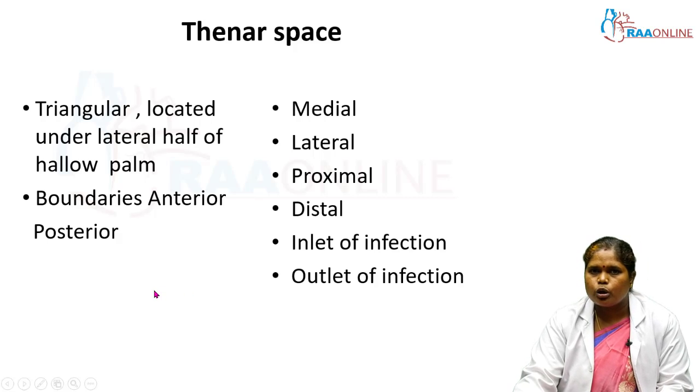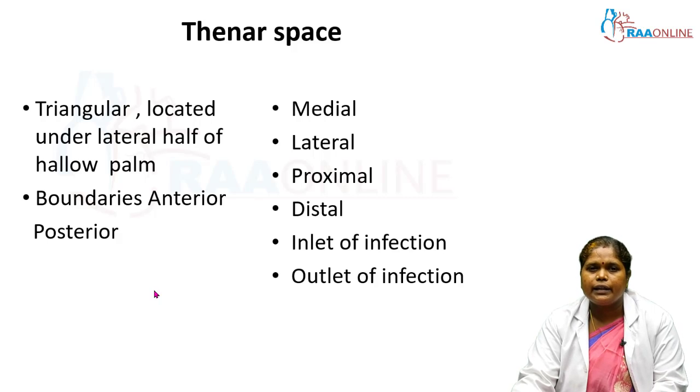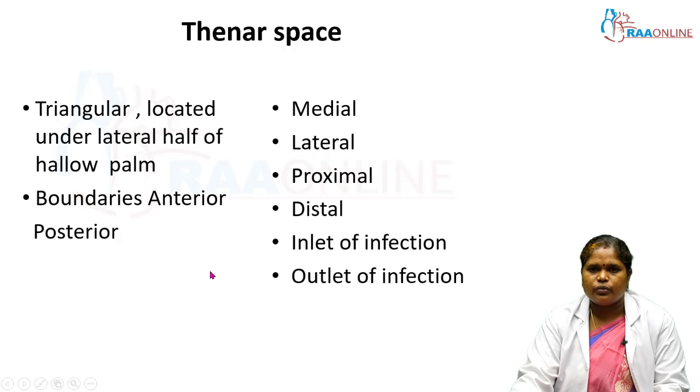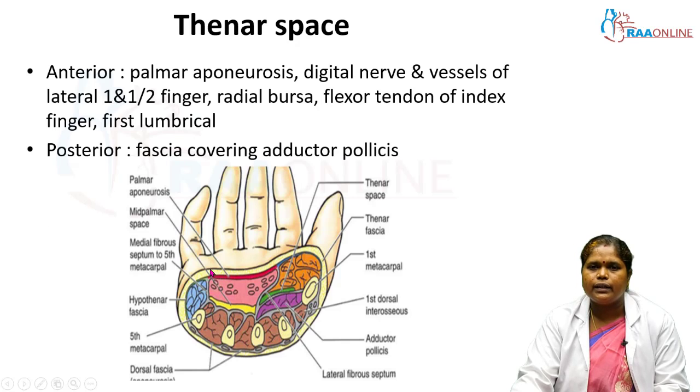See, the thenar space is also a triangular space, but it is located under the lateral half of the hollow of the palm. That means near the thenar group of muscles. So, we can discuss the thenar space under the following headings: boundaries, anterior, posterior boundaries, medial and lateral boundaries, then what happens proximally and distally, then which acts as a source of infection, and how we can let out the pus. So, we are going to discuss under these following headings.